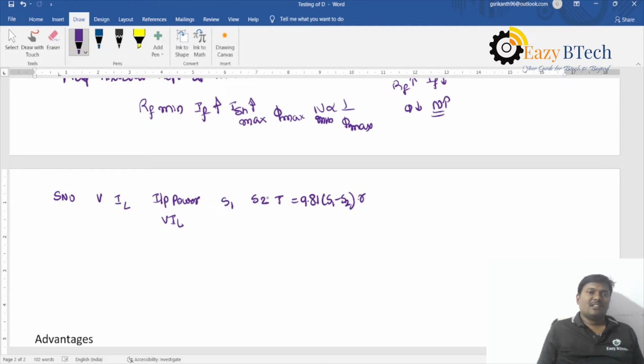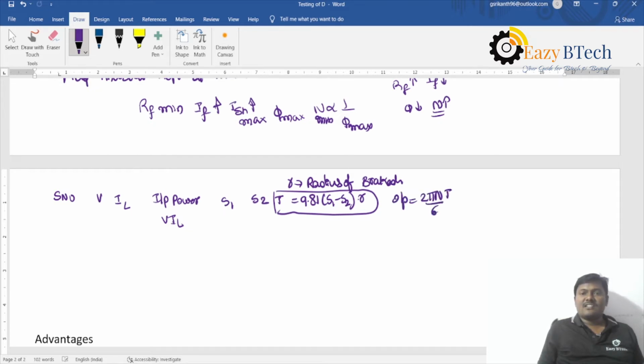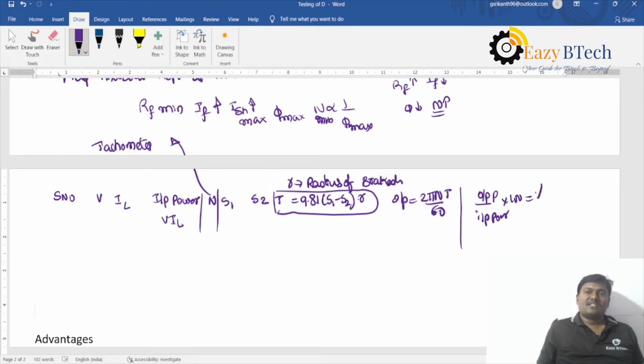Then torque is equal to 9.81 into (S1 minus S2) into R, where R is the radius of the brake drum. Then output power is equal to 2 pi NT by 60. Before that, you should note down the speed with the help of a tachometer. After that, output power divided by input power directly gives you the percentage efficiency.